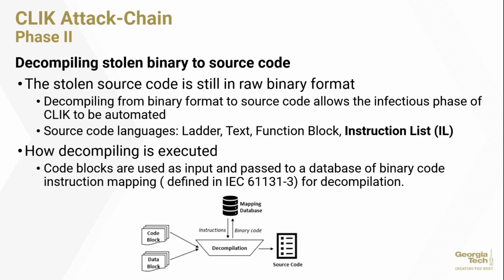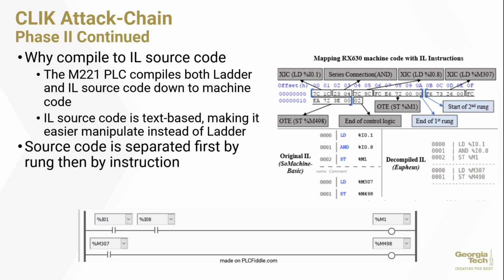Now, how the decompilation is actually executed is that code blocks are used as input, which come into this decompilation process. They're sent to a mapping database, which is defined by the standard IEC 61131-3 for decompilation. We'll see a better demonstration of how this works in a following slide. But essentially, these code blocks come in and instructions come out into source code, and this source code is easily parsable and manipulatable, which makes the infectious phase a lot easier to implement.